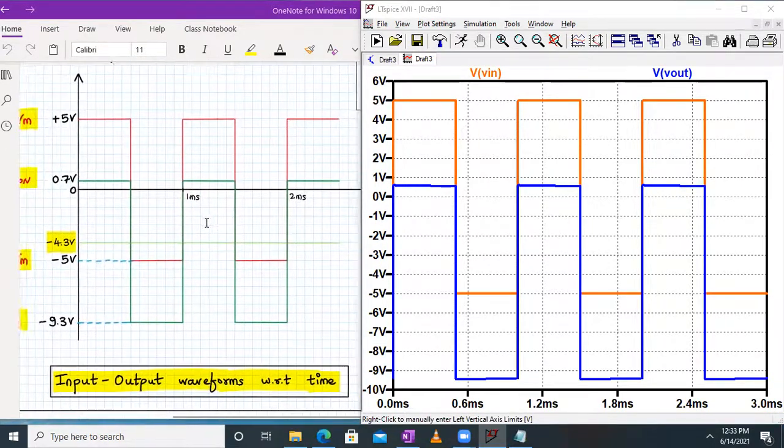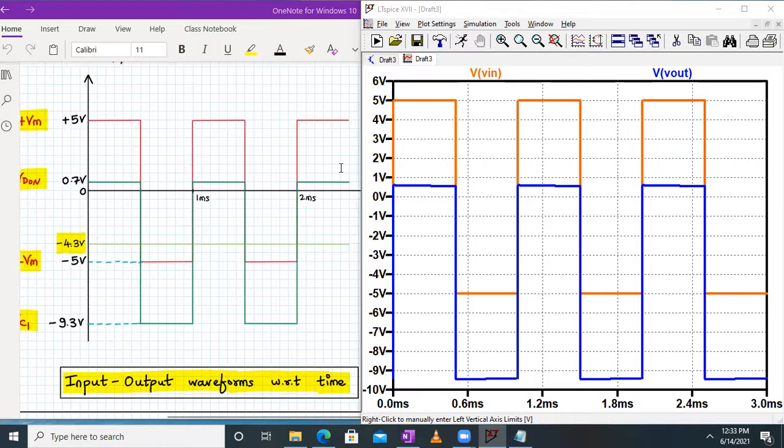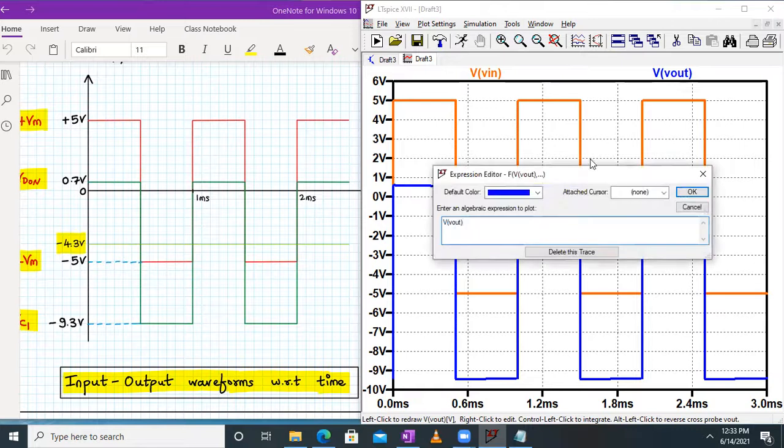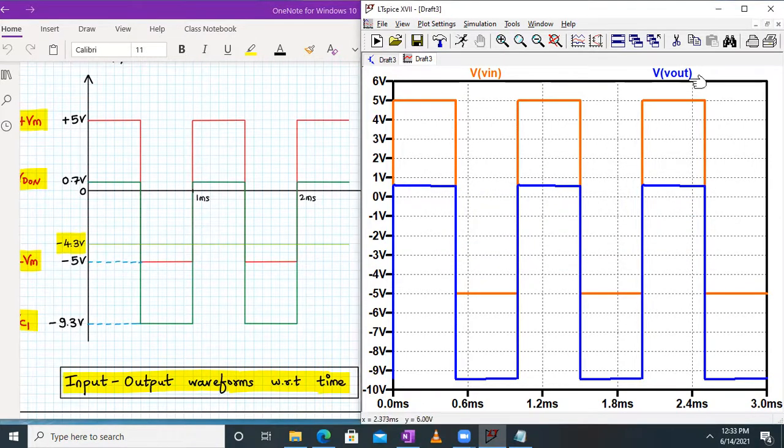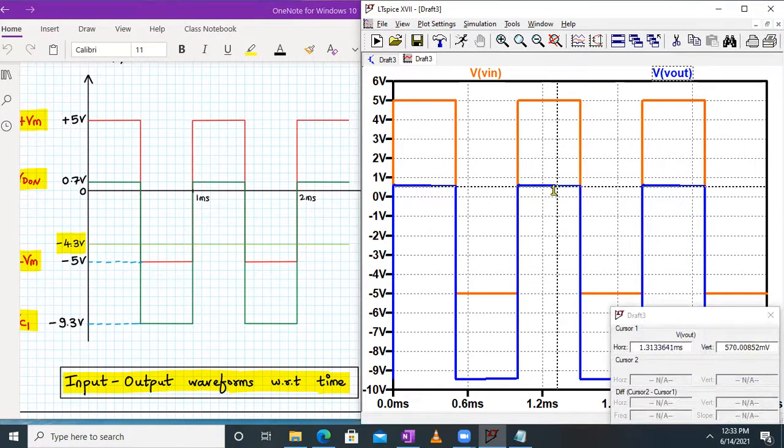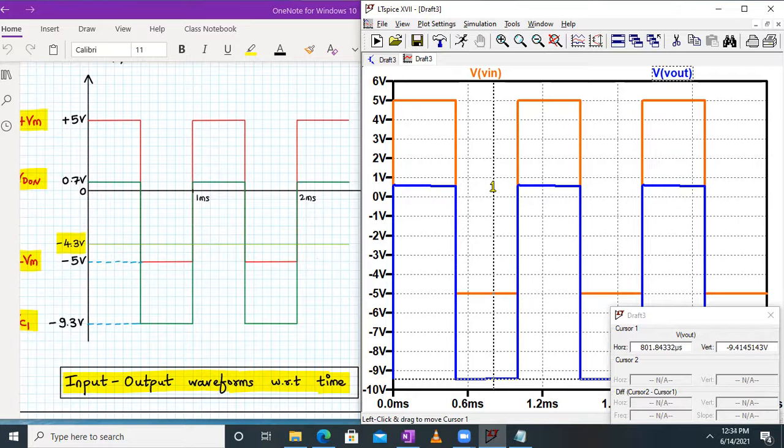So for the positive half cycle, we have analyzed it's coming out to be 0.7. Let us observe how much we will get over here. So let me right click over here. Okay, so for the positive half cycle, we are getting around 577 millivolts. Okay, and that's okay, because our turn on voltage for the diode, we have assumed it to be 0.7. It's coming 577 millivolts. That's fine. And for the negative half cycle, we are getting around minus 9.41. That's also okay, because of the diode voltage.